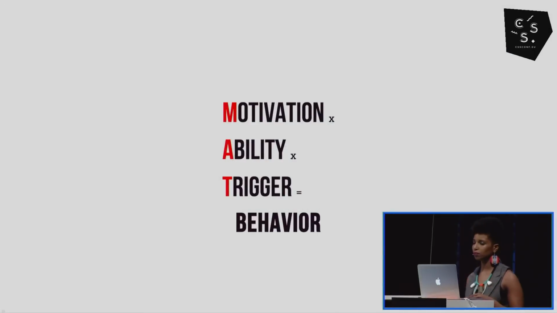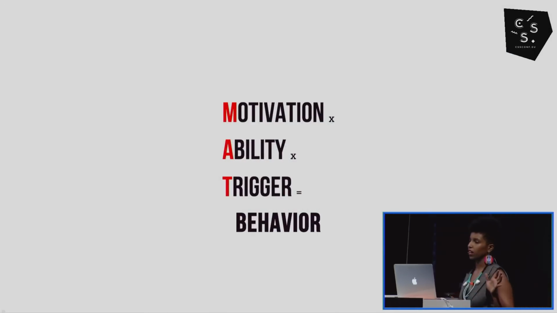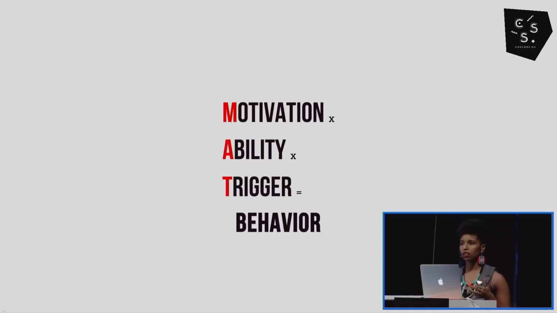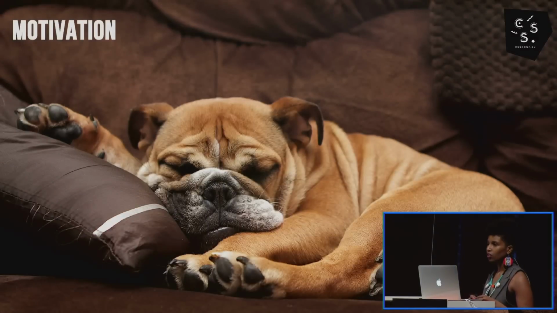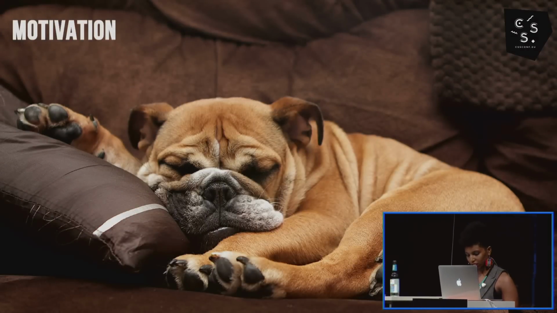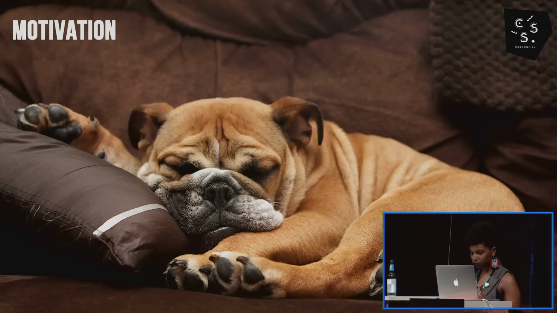So what is his model? His model states that behavior is actually composed of three factors. It's motivation, ability, and a trigger. And all three of these things need to be present in order for us to do anything. So first, we need to be sufficiently motivated. And motivation is really anything that gets you to act. For some, you might be motivated by money. For others, they might be motivated by freedom.